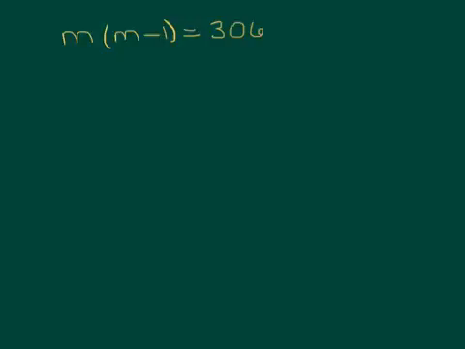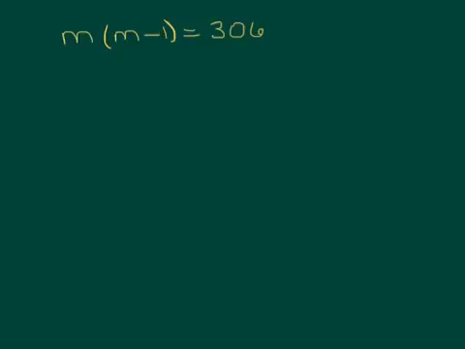Today we're going to talk about using the guess and check method of solving equations. I have given you an equation, m times parentheses m subtract 1 equals 306. So what number could I put in for m, and when I multiply it by a number that's one smaller than that number m, I will get 306.